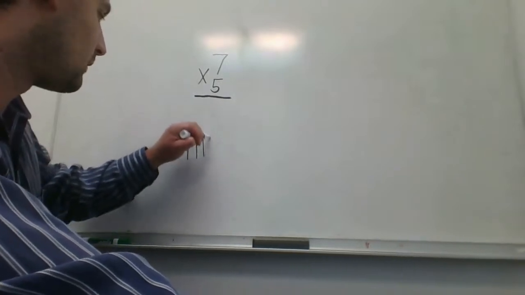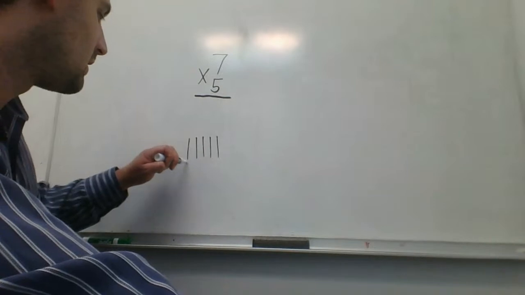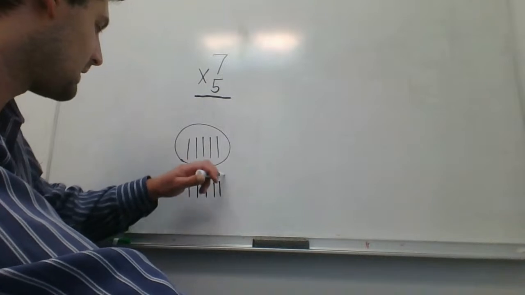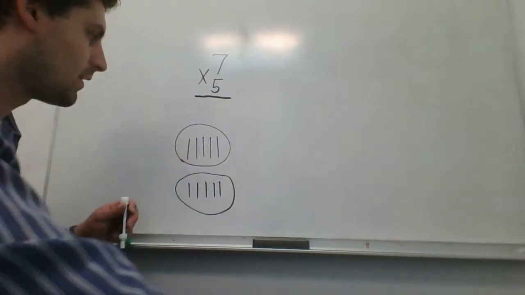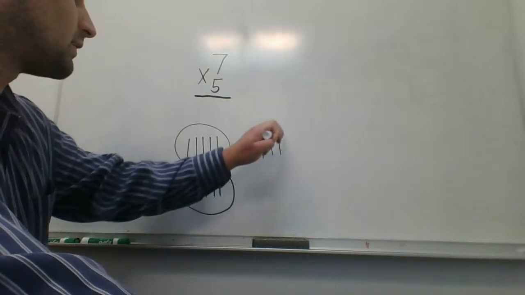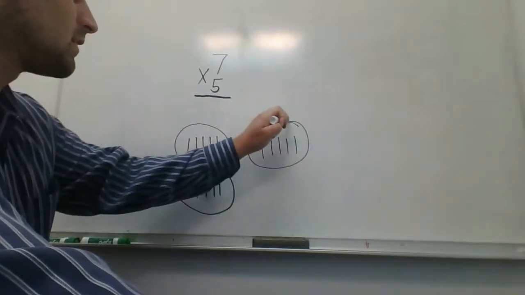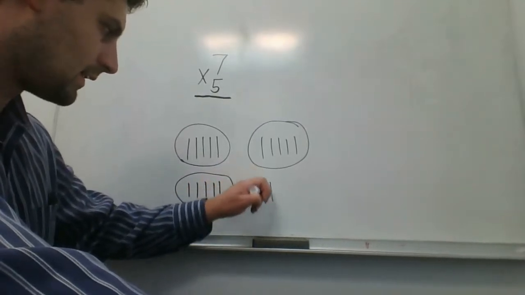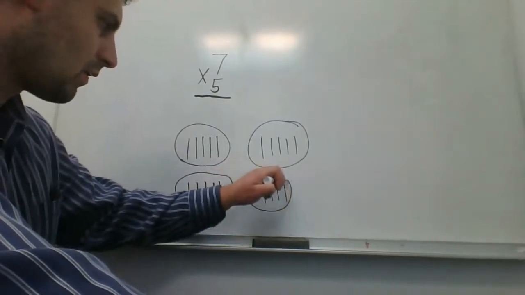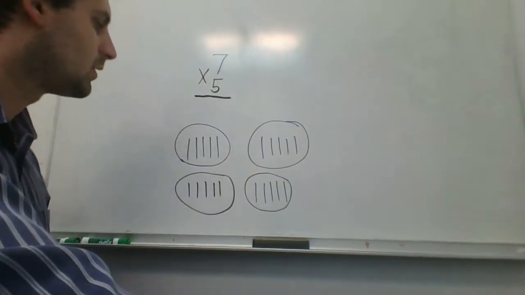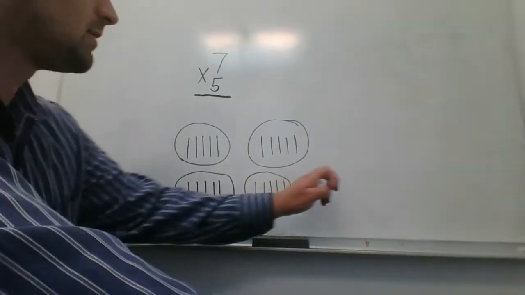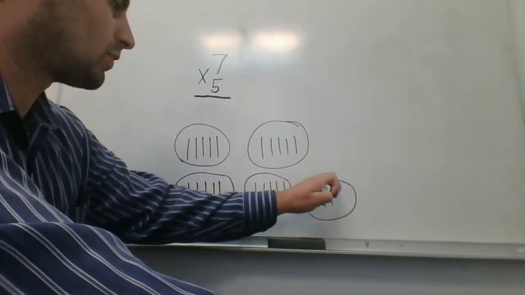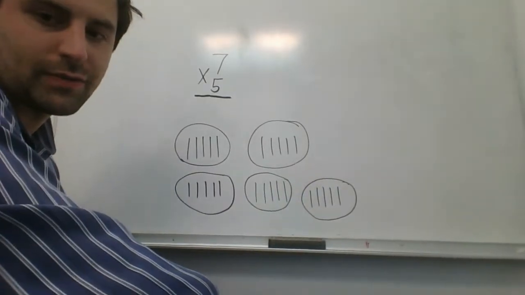1, 2, 3, 4, 5. So that's 1 group of 5. 6, 7, 8, 9, 10. 2 groups of 5. 11, 12, 13, 14, 15. 3 groups of 5. 16, 17, 18, 19, 20. 4 groups of 5. Make a 5th group now. 21, 22, 23, 24, 25. That is 5 groups of 5.